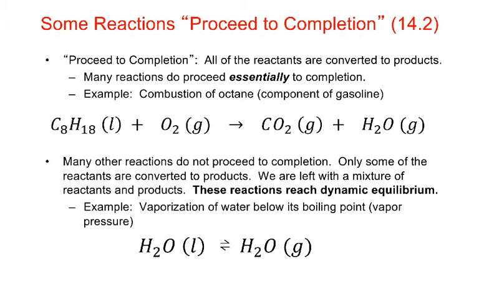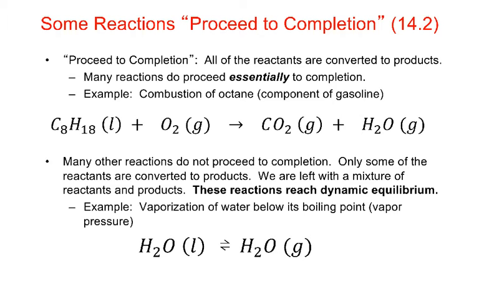Okay, to this point in our chemistry class, we've assumed that the reactions are basically going to completion. And that means that all of the reactants are essentially converted into products. And for many reactions, this is true. They do essentially proceed to completion. One example of that would be the combustion of octane, right? So this is like the burning of gasoline. And in this reaction, the octane is completely converted into carbon dioxide and water.